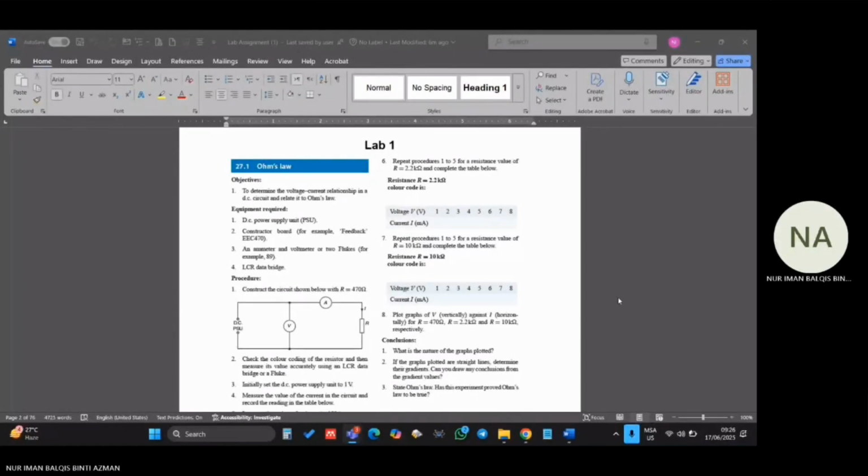Hi and Assalamualaikum, madam. My name is Nur Iman Balkis and I'm here to present the results of our Ohm's law experiment where we investigated the relationship between voltage, current and resistor using three resistors. The resistors that were used are 470 ohms, 2.2 kilo ohms and 10 kilo ohms. The aim of this experiment was to verify if the current through a resistor is directly proportional to the voltage across it, which is what Ohm's law states.